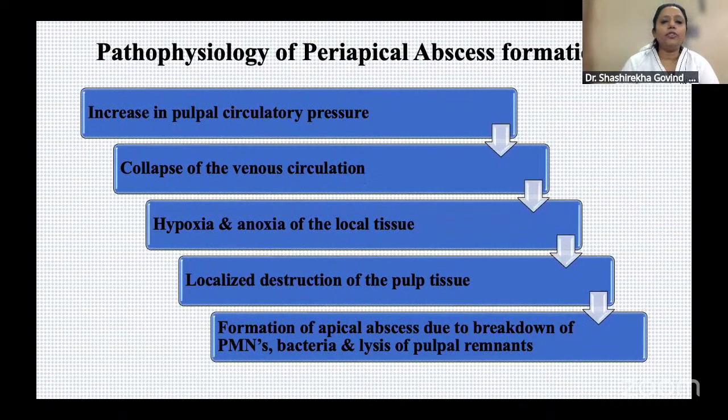Let's know the pathophysiology of periapical abscess formation. Basically, there is an increase in pulpal circulatory pressure, then collapse of the venous circulation, hypoxia and anoxia of the local tissue, localized destruction of the pulp tissue, and formation of the apical abscess due to breakdown of PMNs, bacteria, and lysis of pulpal remnants.